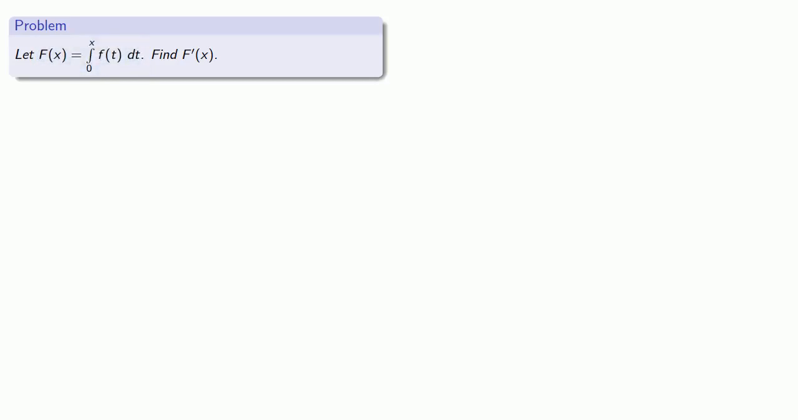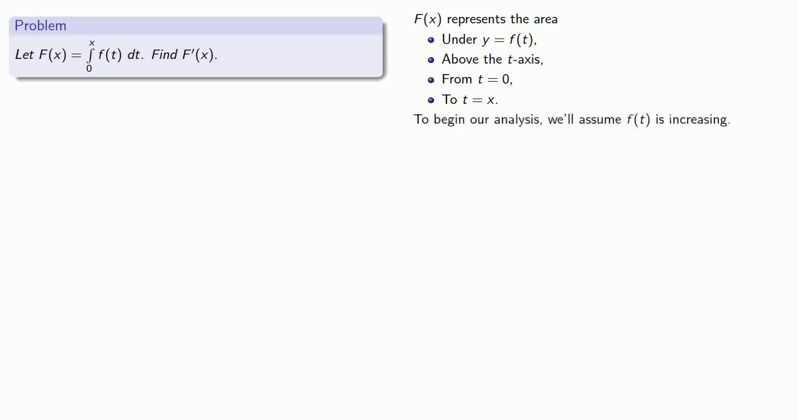So it'll be helpful to consider this geometrically. Capital F of x represents the area under the graph of y equals f of t above the t-axis from t equals 0 to t equals x. Now, if we don't make any assumptions about what f of t looks like, the problem becomes very complicated. So to begin our analysis, we'll assume that f of t is increasing. And so this region might look something like this.